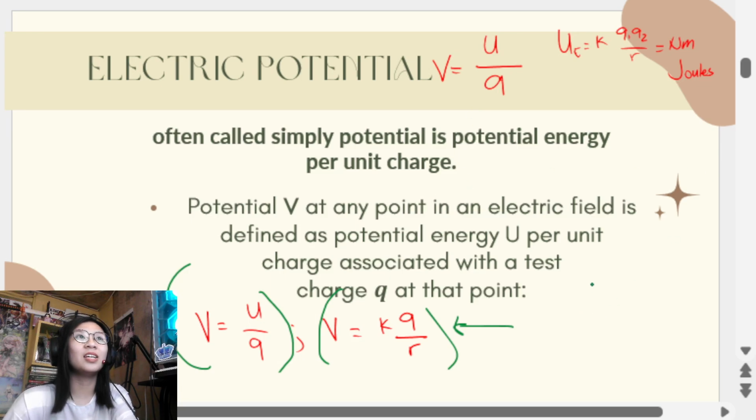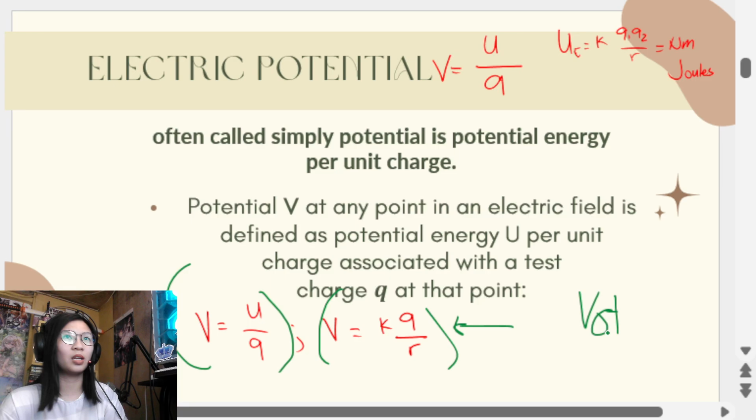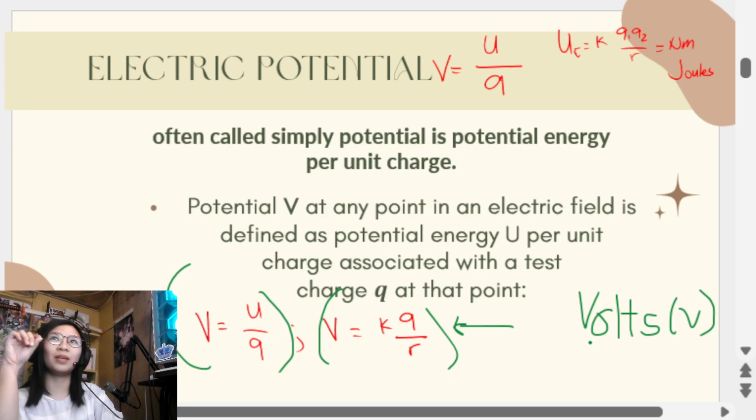Now, electric potential has a unit of volts. That is volts. Oops, sorry, it is not potential energy, it is electric potential. And it has a big V symbol. So V. Okay, so that is electric potential.